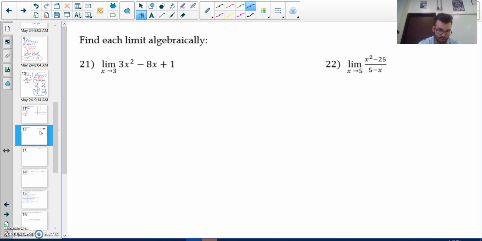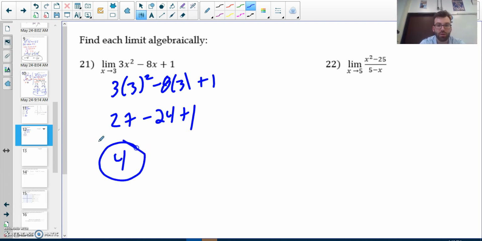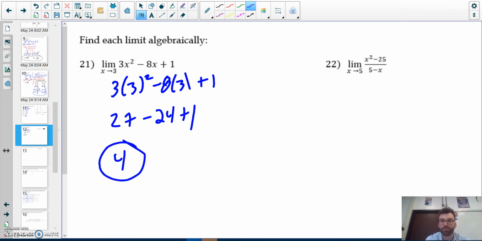Algebraically, the first thing I want to do is direct substitution, so plug it in. Direct substitution. 3 squared is 9. 9 times 3 is 27, minus 24, plus 1. That's 3 plus 1 to get 4. Direct substitution: if I plug in 5, I get 25 minus 25, which is 0.